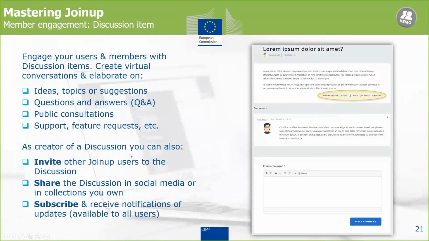As a creator of a discussion, you can also invite other Joinup users. Once you create it, you can click on the invite option and add some people. I'll show you how that is done. You can share the discussion in social media, or in collections you own or are a member of. You don't have to own it; you could be a member also. I'll show how this works. And you can subscribe and receive notifications. Whether you're the creator or a member of the platform, you could subscribe to an interesting discussion item and follow the notifications once it's updated with new comments.